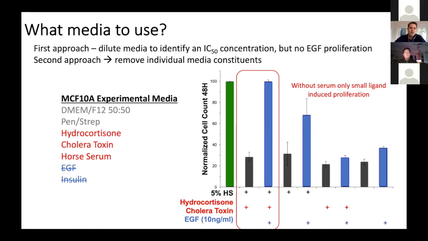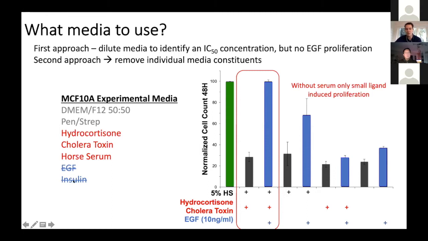So the MCF10A media itself is composed of a 50-50 mixture of DMEM-F12. In addition, it has a number of different additives: penicillin-streptomycin, hydrocortisone, cholera toxin, horse serum, EGF, and insulin. So our first approach to try and reduce the proliferation of the cells was to dilute the media, mixing in DMEM-F12 to lower the percentage of all the other additives.